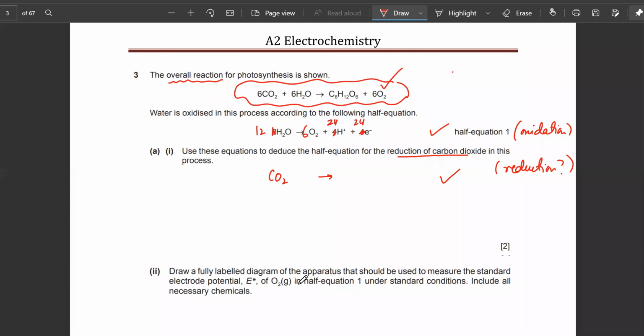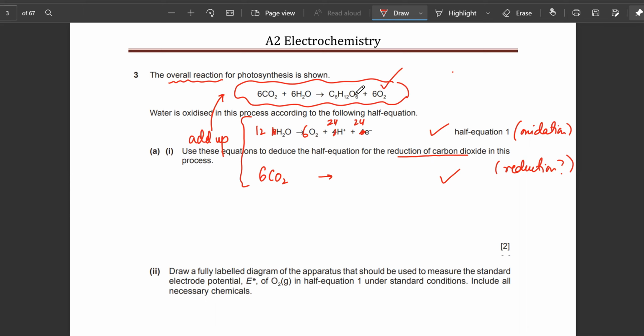Now, the two equations must add up to form this equation, right? On this side, I've got 6 CO2s. So where are the 6 CO2s? These two are adding up to give you this. This is the overall equation, and on this side I've got 6 CO2s. So there should be 6 CO2s over here. That's the only way. So I figured out that the reduction equation must have 6 CO2s.